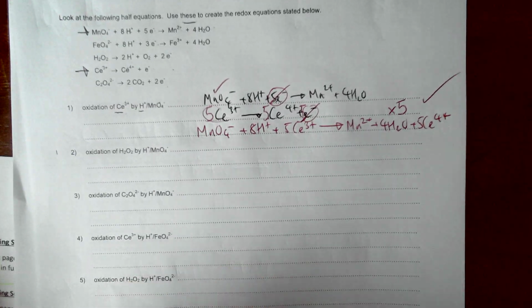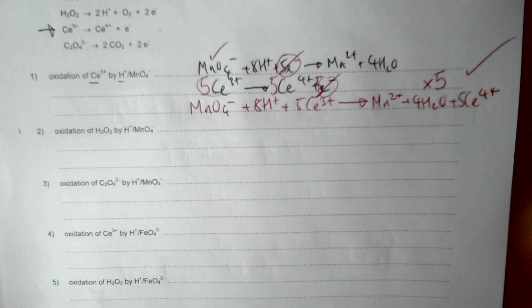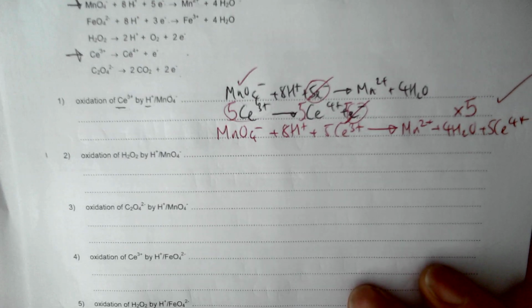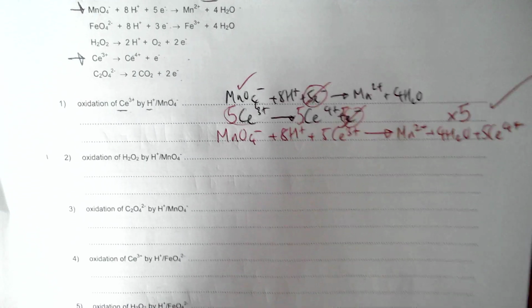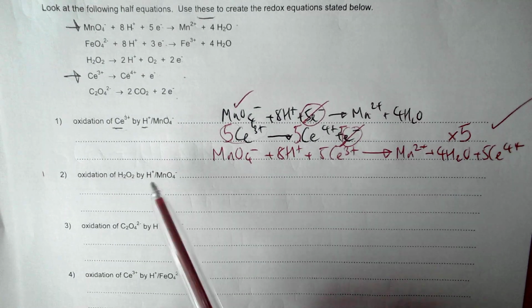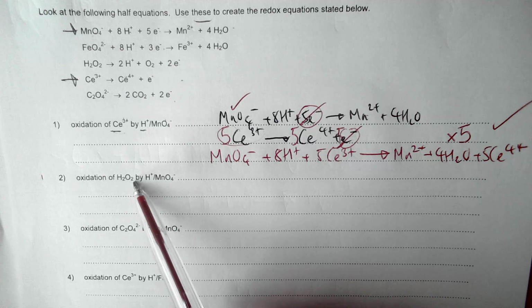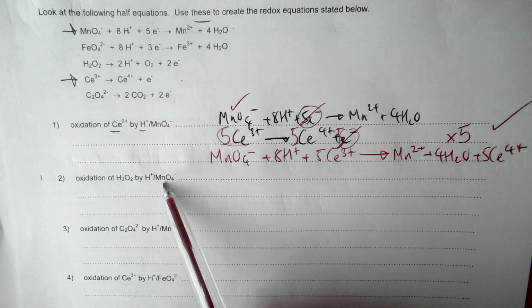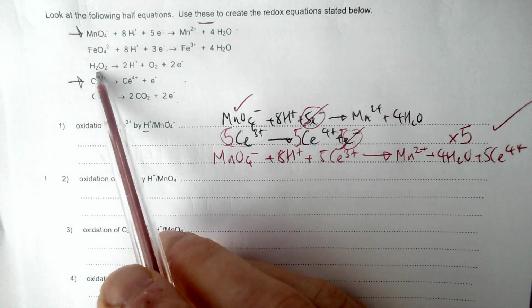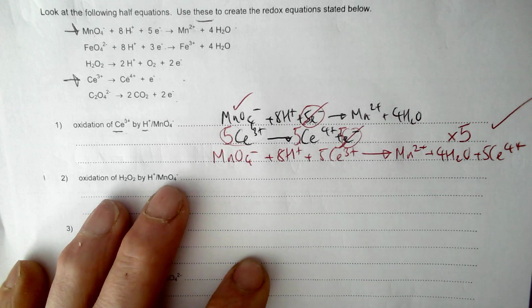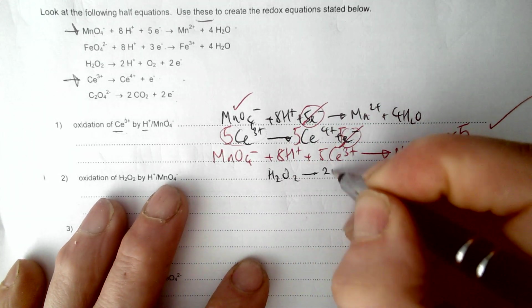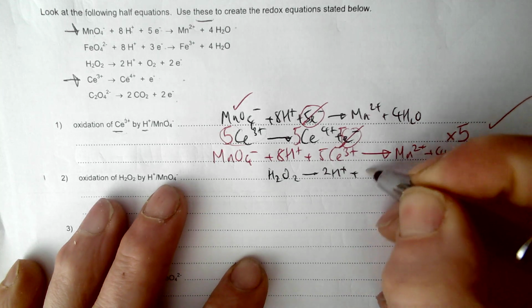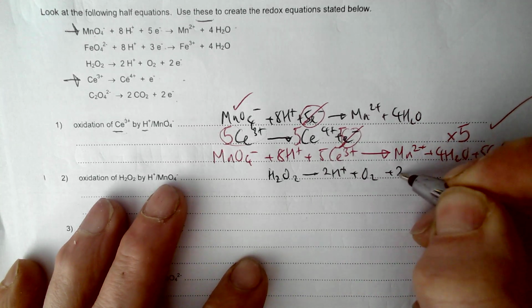It's not particularly challenging, but I'm going to do another one just in case you want a bit of help. Okay, just going to focus this camera a little bit. There we go. So now I've got oxidation of H2O2 by H+ and MnO4-. That's H2O2, that's this one. So I'm going to write that half equation out. H2O2 becomes 2H+ + O2 + 2e-.